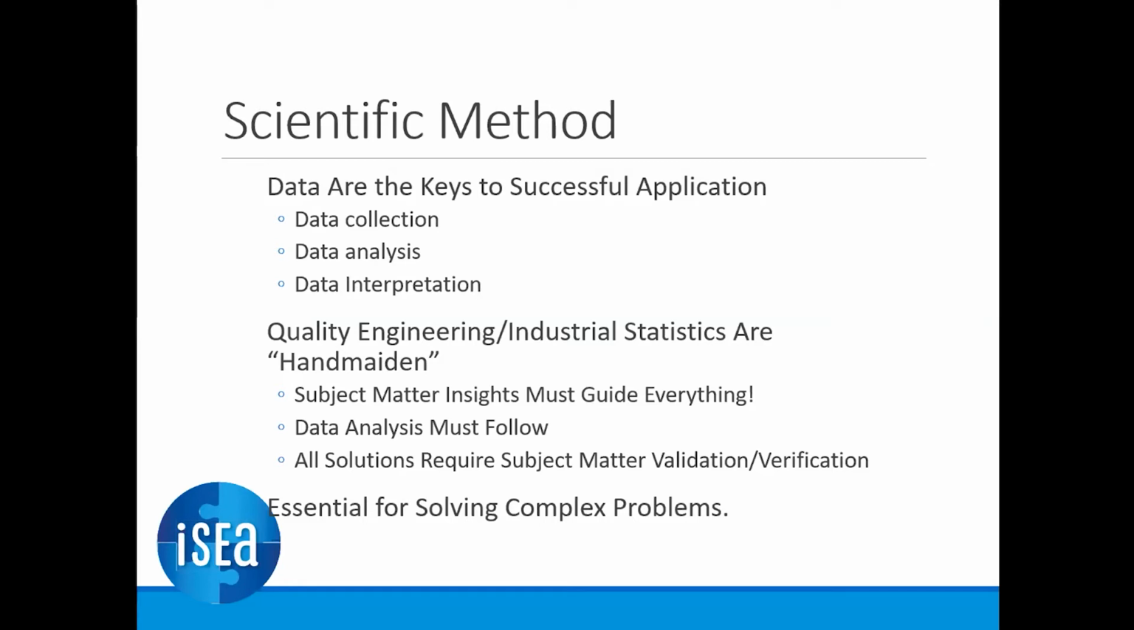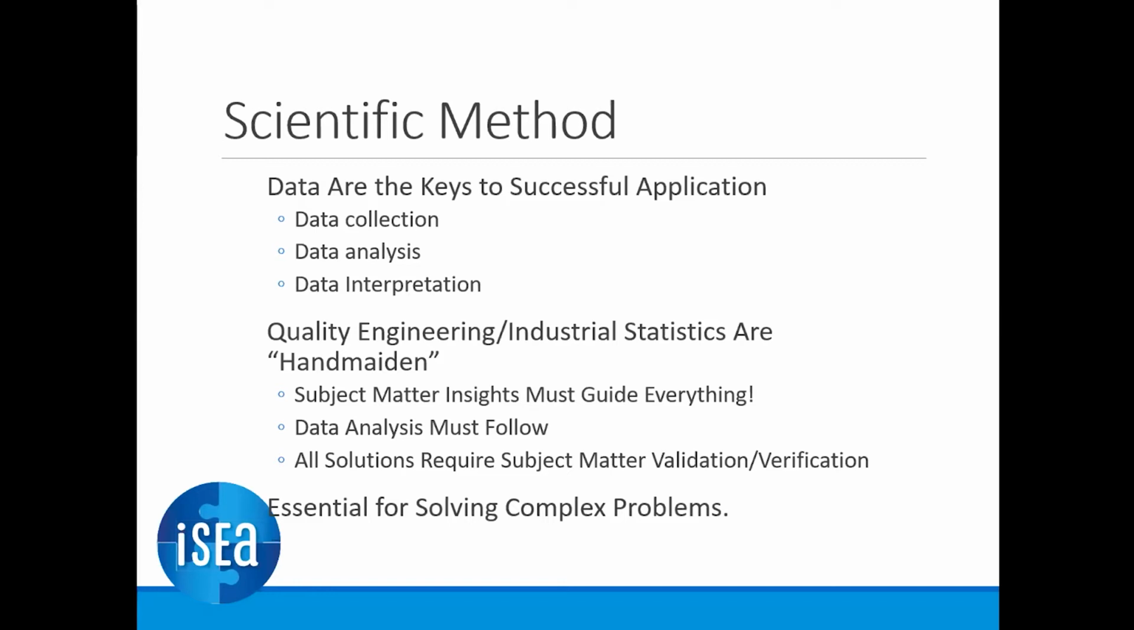Why? Well, the key to the scientific method is determining what data you should collect, having a proper data collection method, analyzing it correctly, and understand how to interpret it. My God, that sounds like what we do. So that's important. Statistics is critical to this. Subject matter insights, of course, have to guide everything.